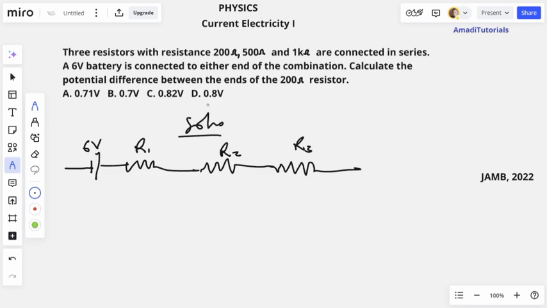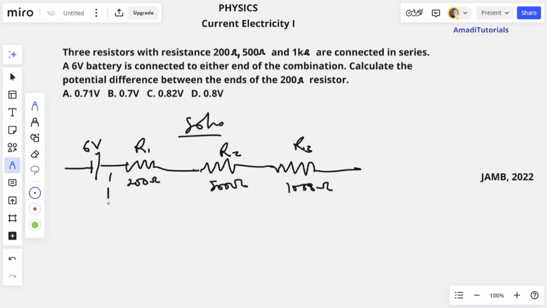So let me label my resistors. This is 200 ohms. This is 500 ohms. And this is 1 kilo ohm, that's 1000 ohms. Calculate the potential difference between the ends of the 200 ohm resistor. This is the 200 ohm resistor.